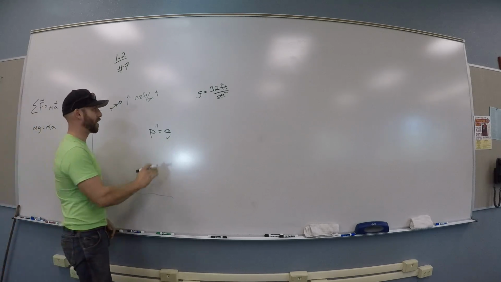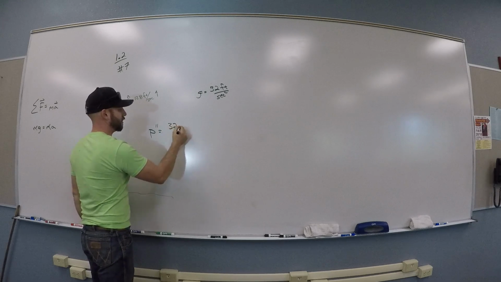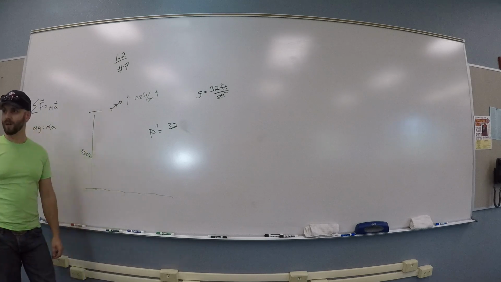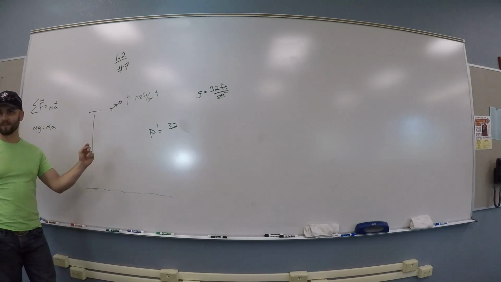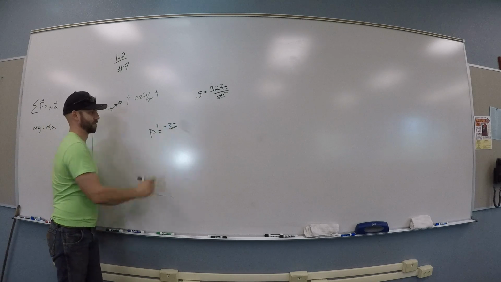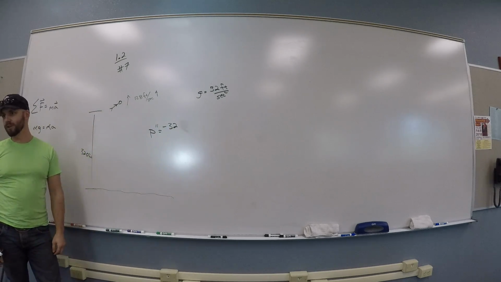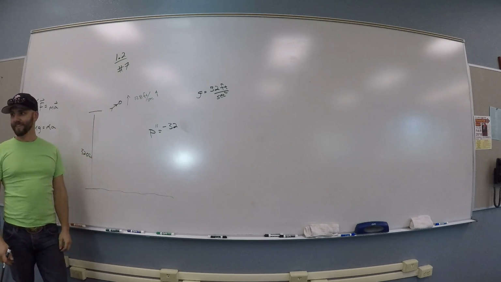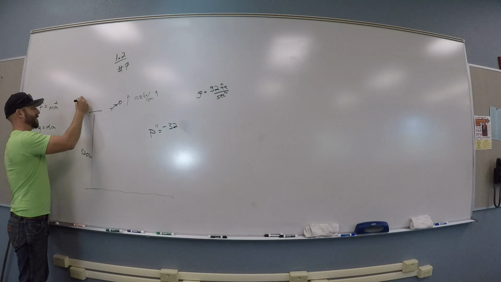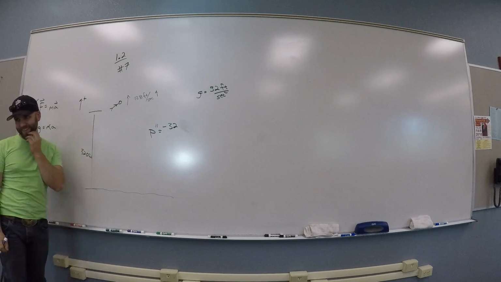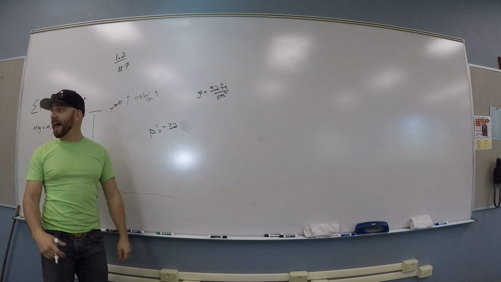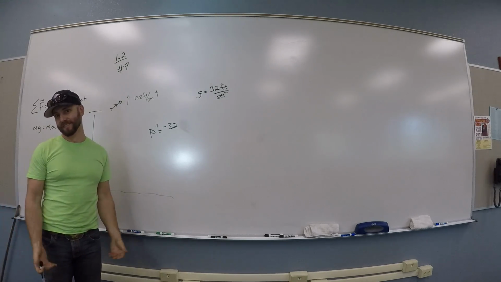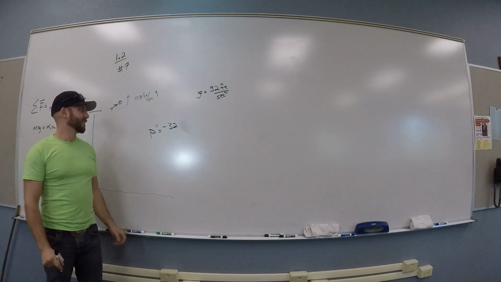So p double prime is g, which is 32 feet per second squared, and it should be pointed down. Unless you want to point gravity up and flip this whole picture over, or point gravity up and don't flip it over, and just say I'm going to point positive that way. That's a choice you get to make. I would recommend making the right choice. Every choice is the right choice.